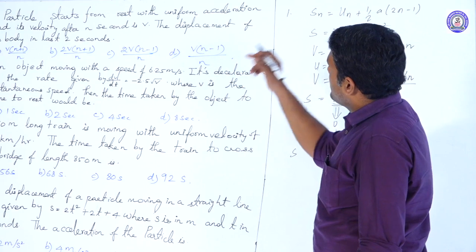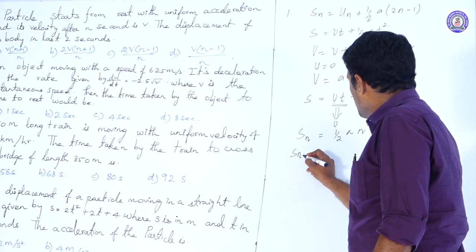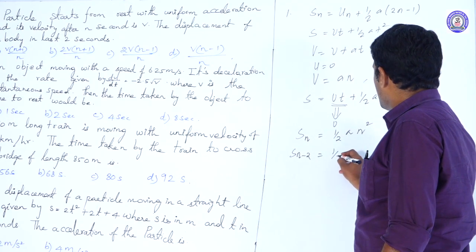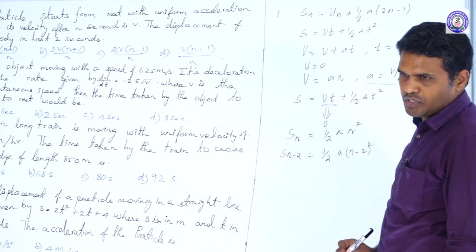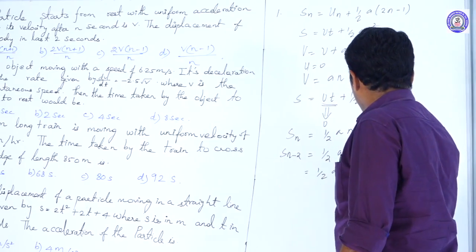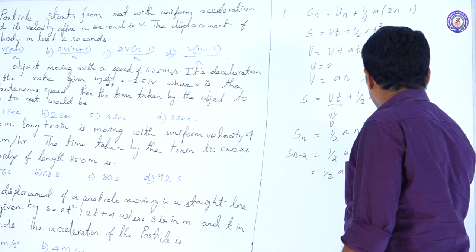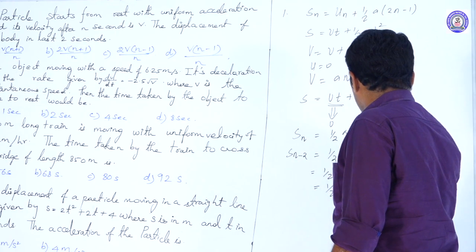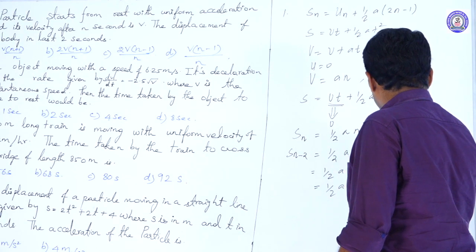Then they have asked the displacement of the body in the last 2 seconds. So the displacement in the earlier period is S of n minus 2, which is half a (n minus 2) the whole square. You first simplify this expression, half a (n square plus 4 minus 4n). Then this is equal to half a n square plus half into 4a minus half into 4a n.